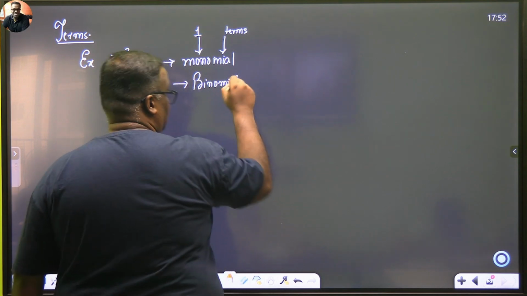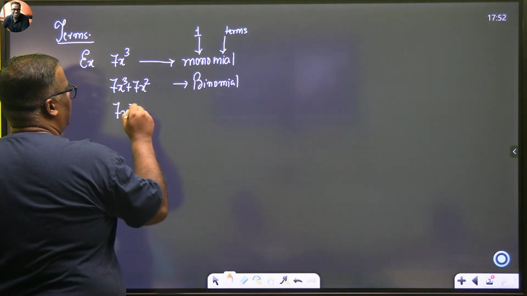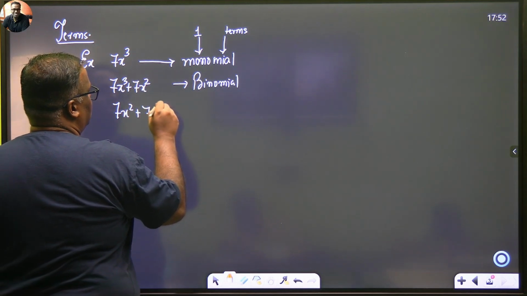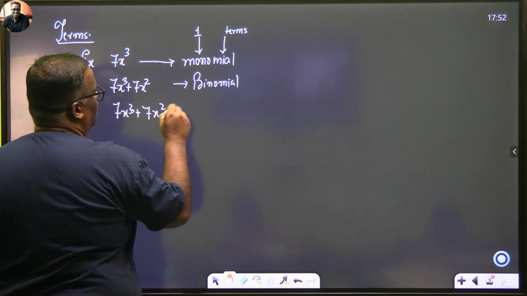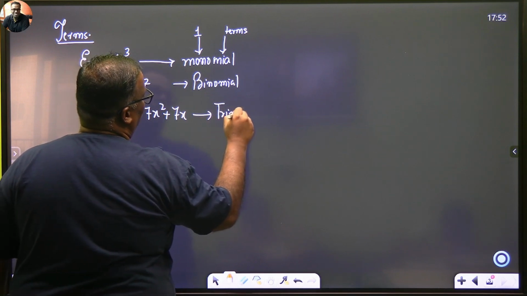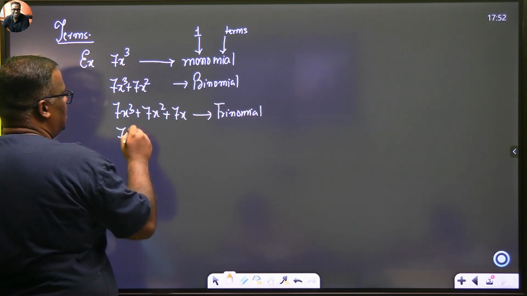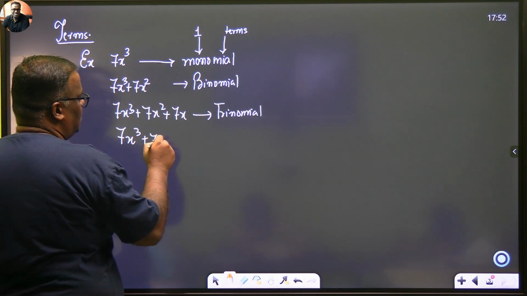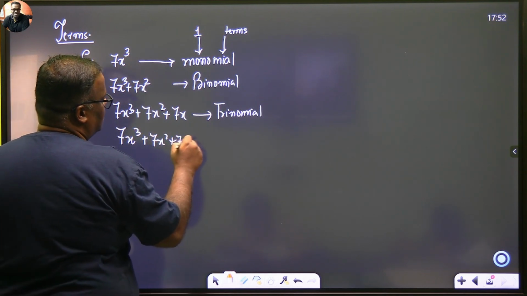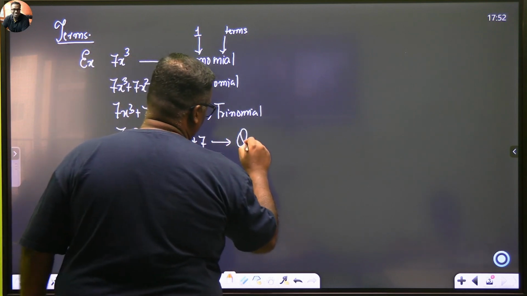Binomial. And then let's see, 7x cubed plus 7x squared plus 7x. This will be known as a trinomial. Agreed? And the last one is 7x cubed plus 7x squared plus 7x plus 7. This is known as a quadrinomial. Okay.